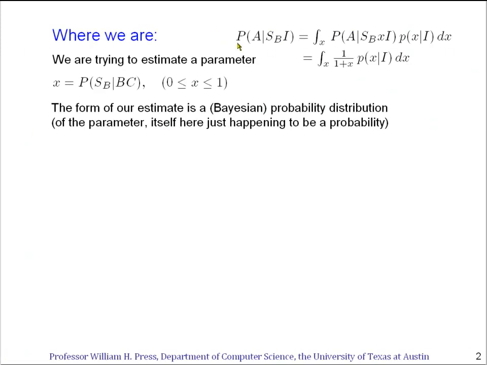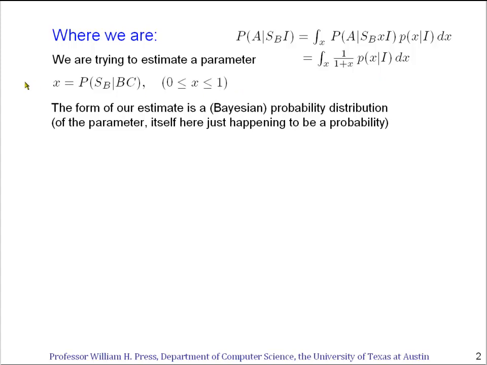When we last heard from prisoner A, he was trying to estimate his probabilities of being released tomorrow, and he realized that they depended on the probability of a certain unknown parameter x. In fact, his chances are this integral over p of x given the background information, the probability distribution of the parameter x. Now, x is a number between 0 and 1.